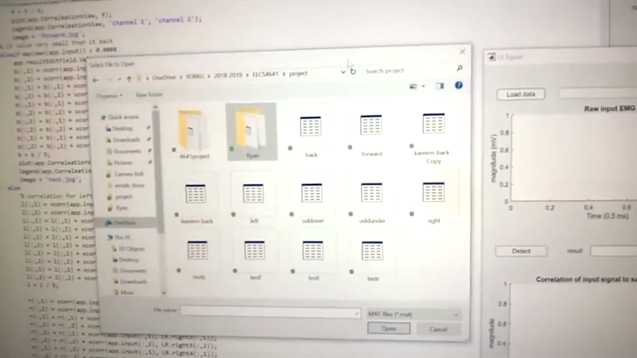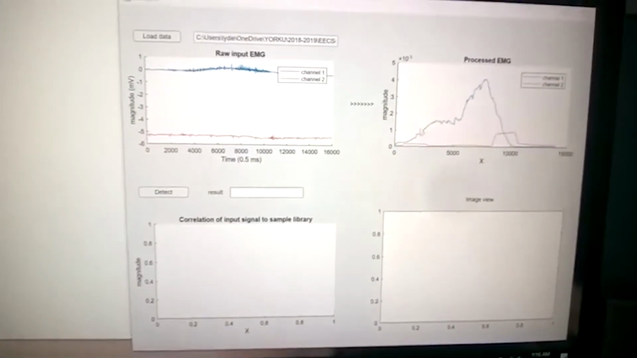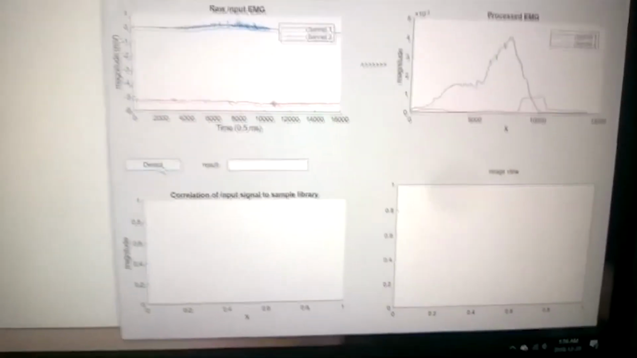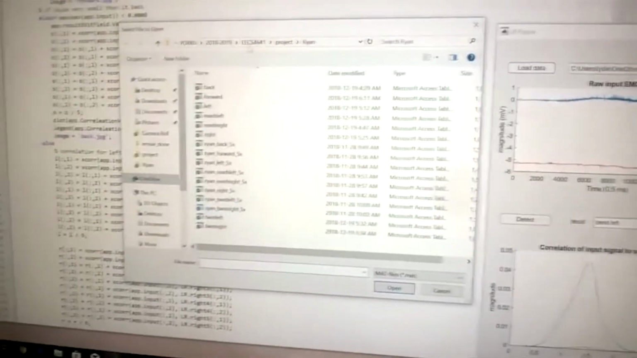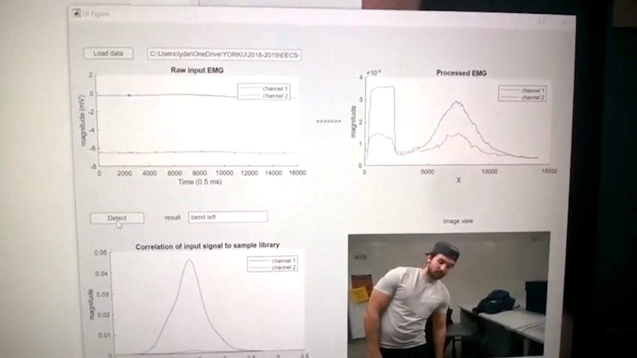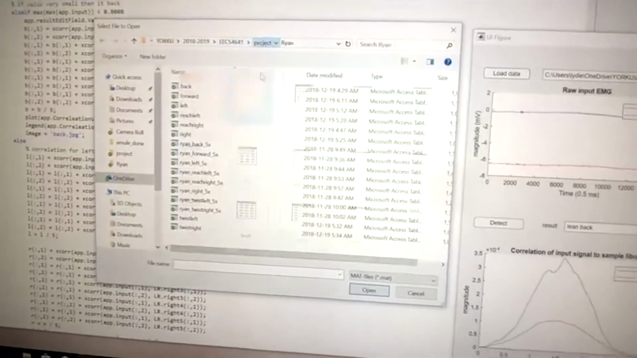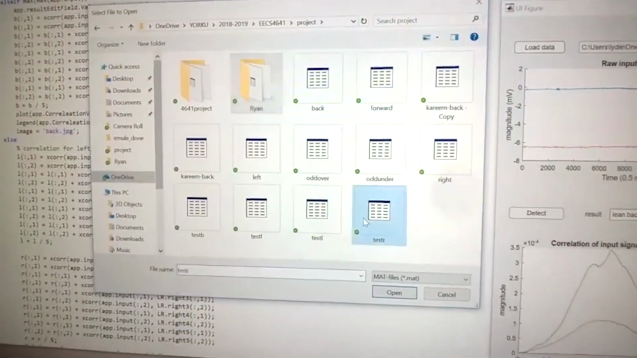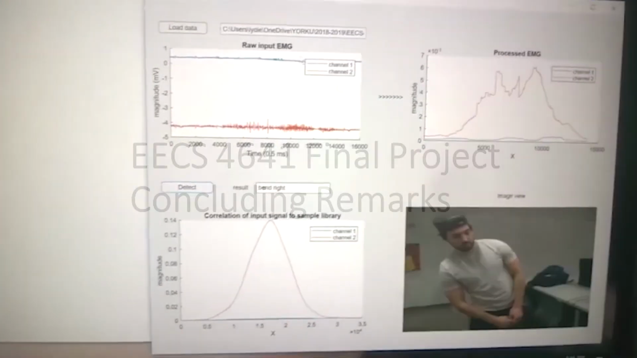Here is the demonstration. Now we're going to load the data into the software. This is the data. Now we're going to detect whether this data corresponds to the left movement. Let's detect the body bend to the left. Now we're going to load the data for the back. This is the data for the back. This can detect the data for the back. Now let's do the data for the right. And we detect correctly.